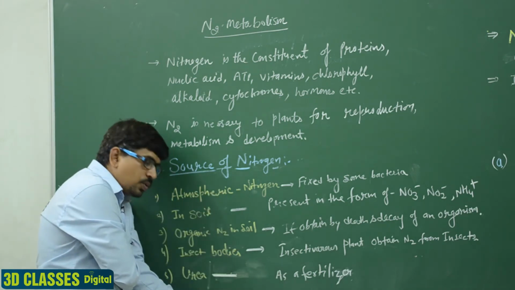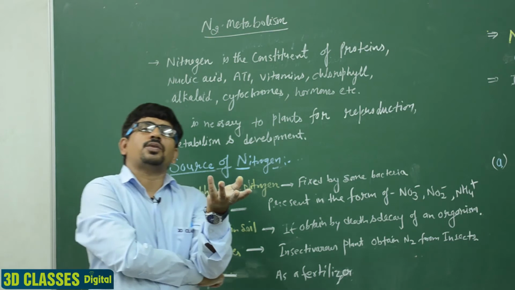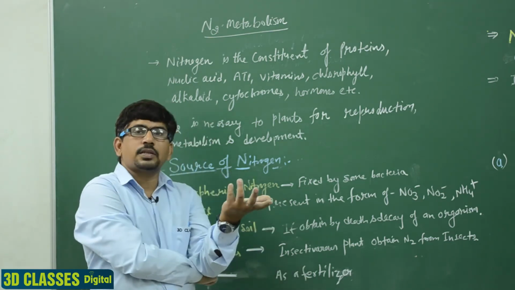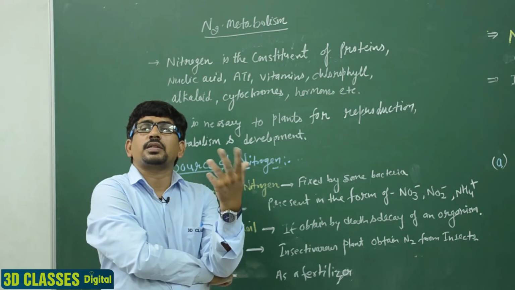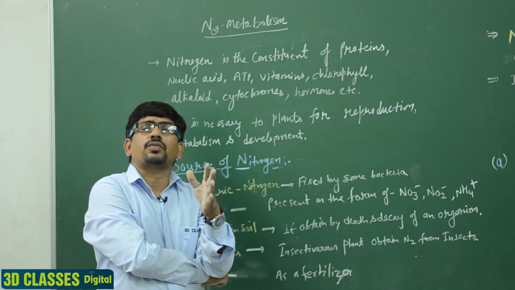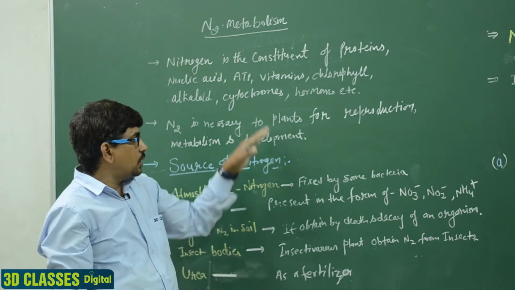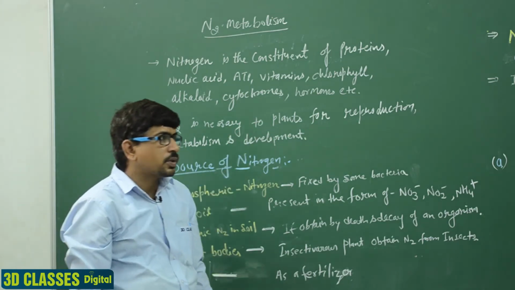And the last one is urea. Farmers utilize urea for the field and it works as a fertilizer. Urea is a fertilizer. It is a big source of the nitrogen in the soil. Clear? So these are the sources of the nitrogen.